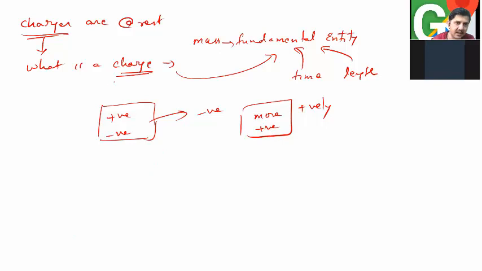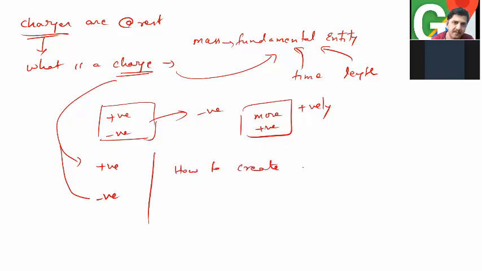So a charge is a fundamental entity, and there are 2 types of charges. One is a positive charge, the other one is a negative charge. Now, how do I create charges? How to create charges? What method can I use to create charges?